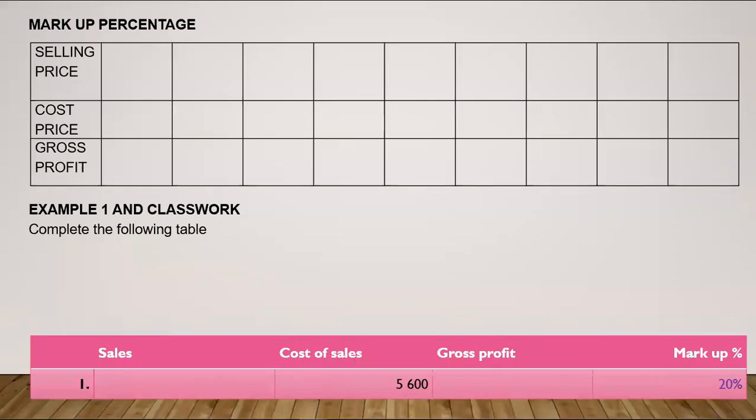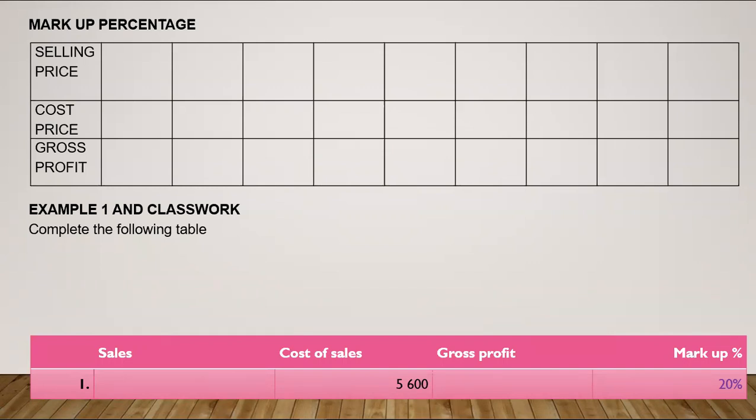In this part, I will simply be showing you how to calculate sales given cost of sales and the markup, or how to calculate gross profit given only sales and the markup. I will start with the first one where we're given the cost of sales figure. The cost of sales figure here is 5,600 and the markup is 20%. So we don't have sales, we also don't have gross profit.